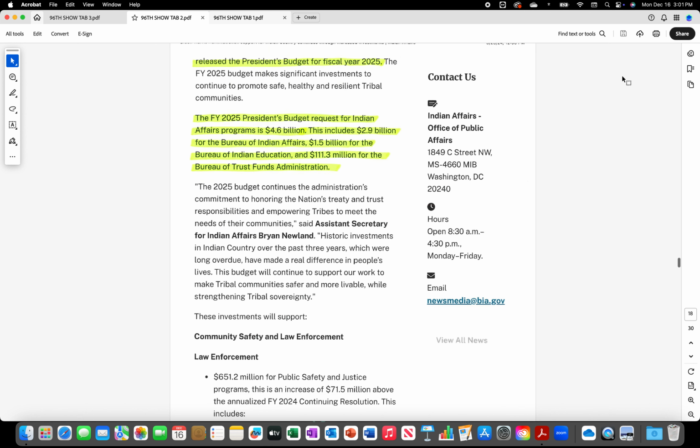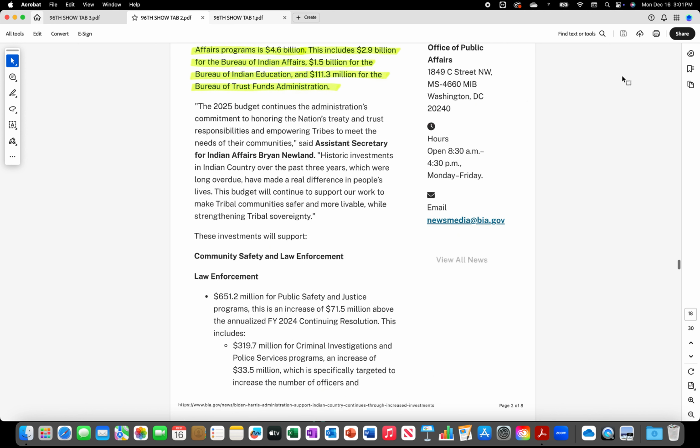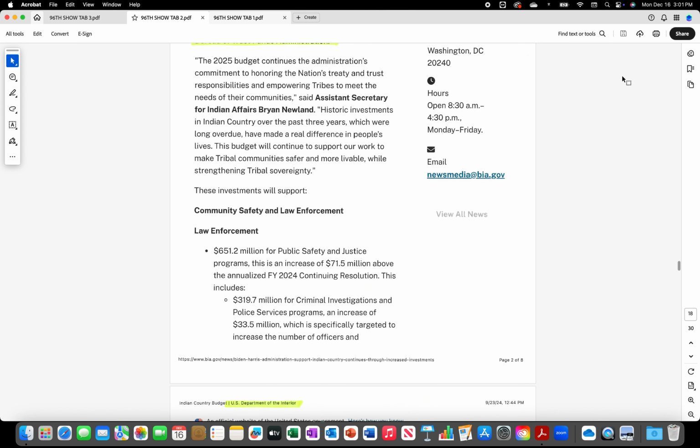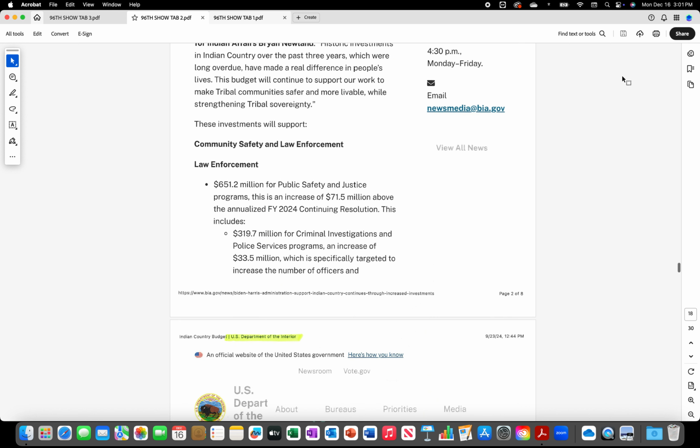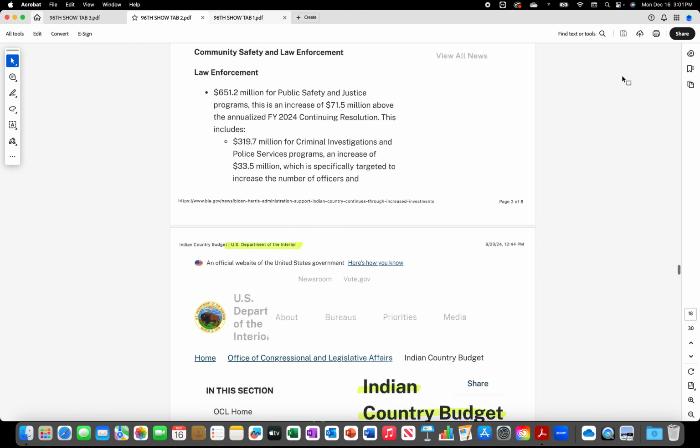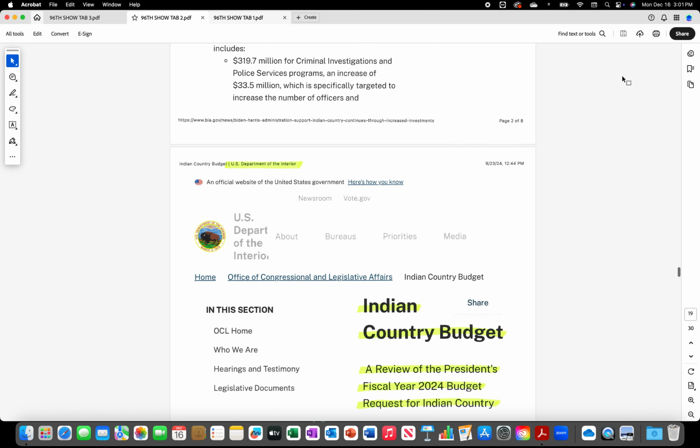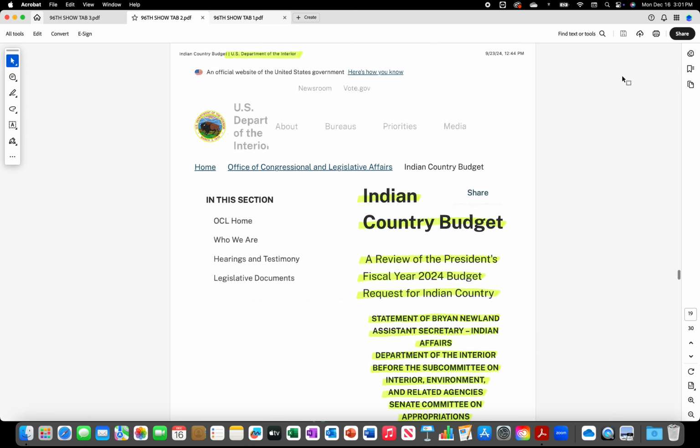Trust Funds Administration sounds like something that you are supposed to have, being that you are the American Indian, the original inhabitant of these lands or the soil we call the Americas.